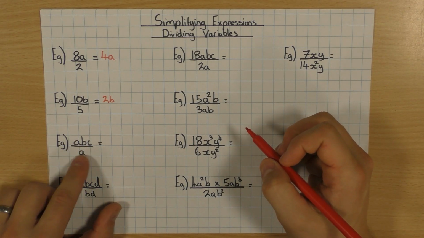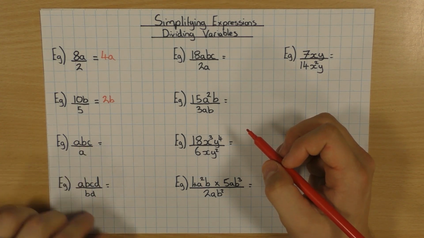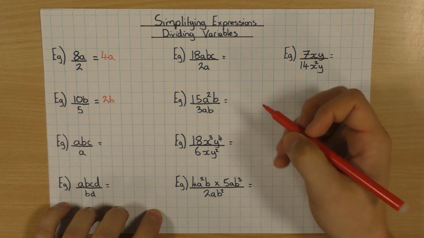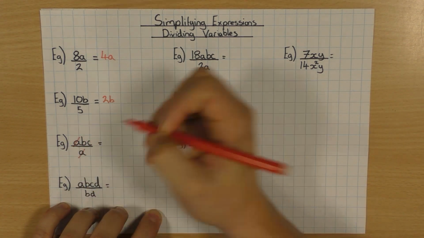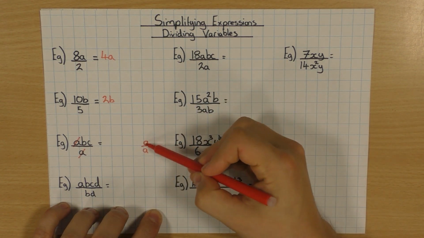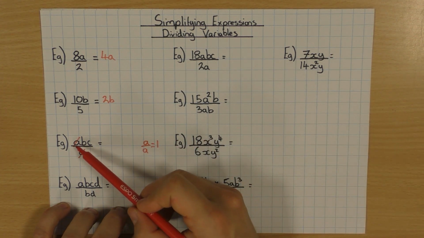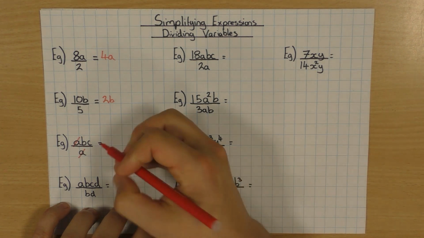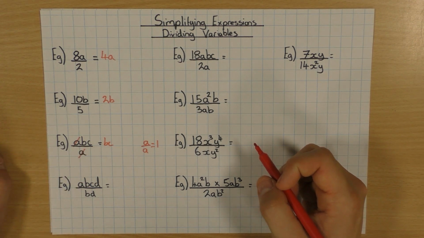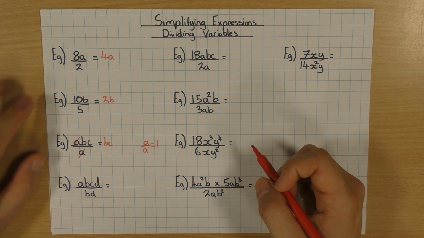Now, if I don't have any numbers, and we have some letters or variables, let's have a look. Now I've got ABC on top divided by A. When you have the same letter on the top and the bottom, you can cancel them off, because if you do A divided by A, you're dividing it by itself. Anything divided by itself is 1. So essentially I'm doing 1 times B times C, which just leaves me with BC. All you can do as a quick one is just cancel them off and then just write down what's left. In this case, it's BC.